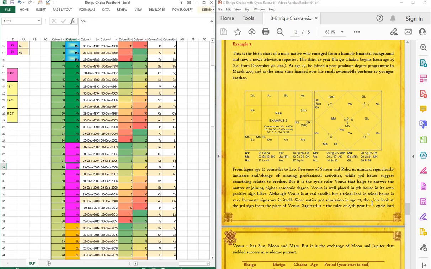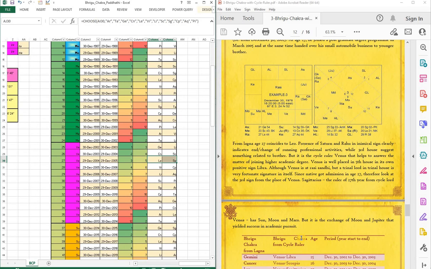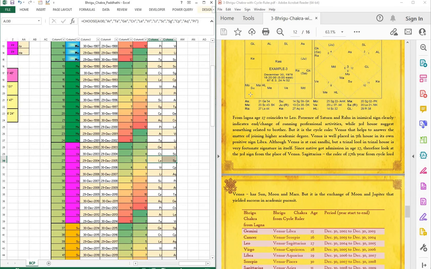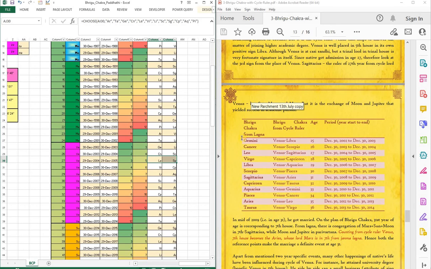Since the native got admission at age 27, look at the third sign from the place of Venus, that is Sagittarius, which is already indicated here. So you have Sagittarius showing up here. So you don't have to do any calculation. All that is automated. Look at the third from Venus. Sagittarius rules the 27th year from the cycle lord. Okay. So Sagittarius here, you see, yes. You can go through. This is easily available from the net. That's why I'm also showing it here.